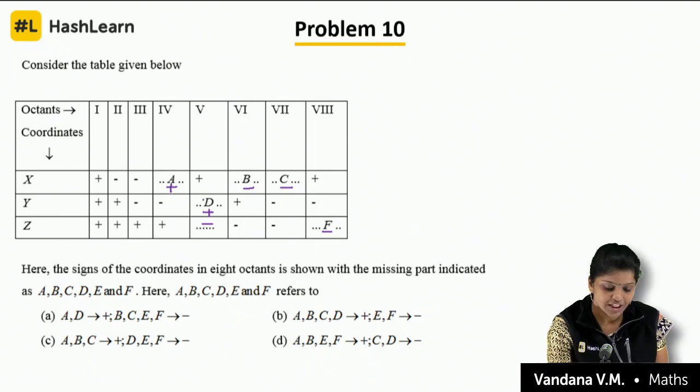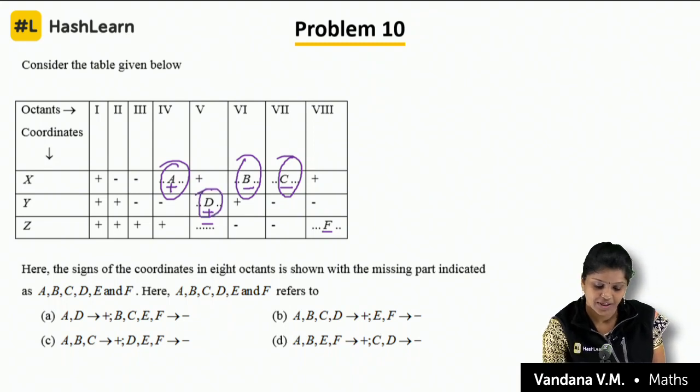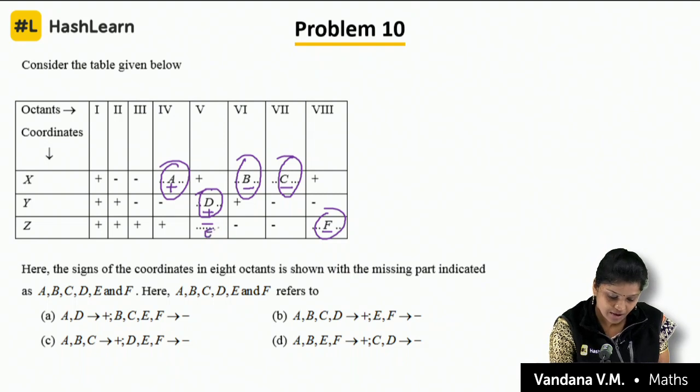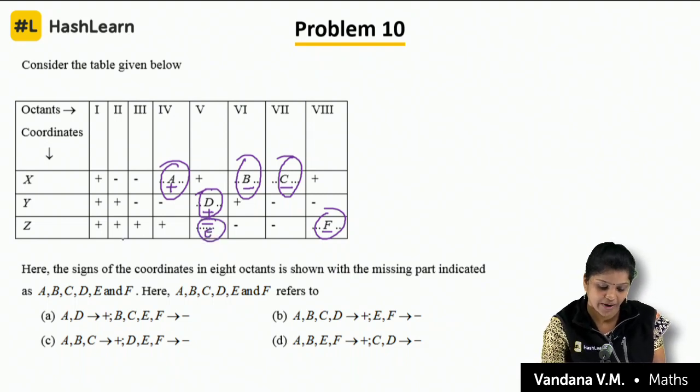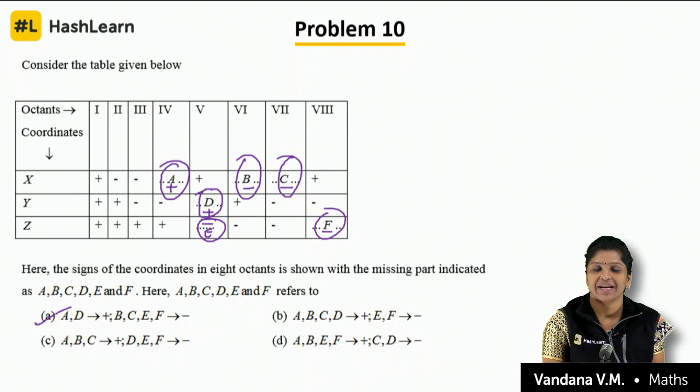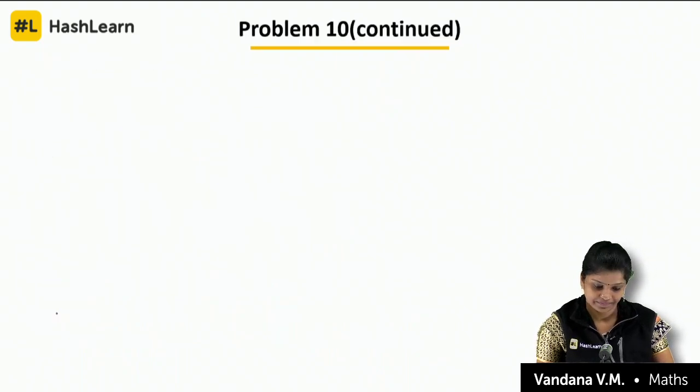Now you can clearly say A is plus, B is minus, C is minus, D is plus, and then this will be E, right? E is missing. E is minus, and F is minus. So which option is correct? Option A. A and D are plus, B, C, E, F are minus. Option A is correct. Yes, very good Radhika. Next.